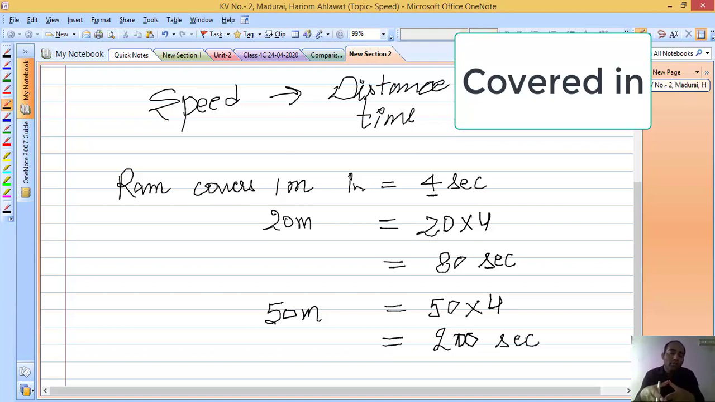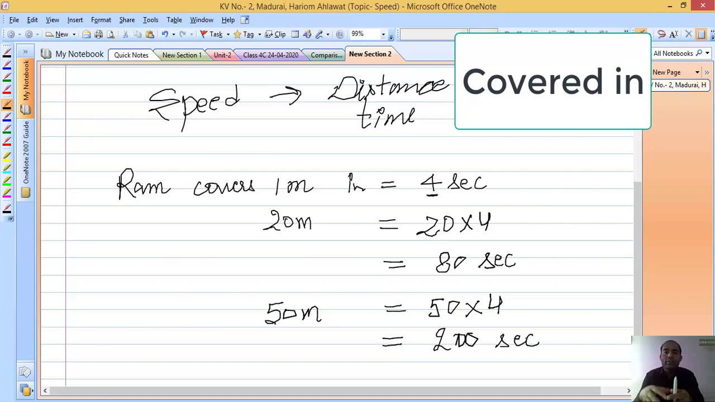Now you will say, sir, how you are doing this? So you have learned in the previous lesson. Tell me one thing. If one pencil cost is 3 rupees, so how much will be the cost of 4 pencils? So you will say 4 into 3. 4 threes are 12.